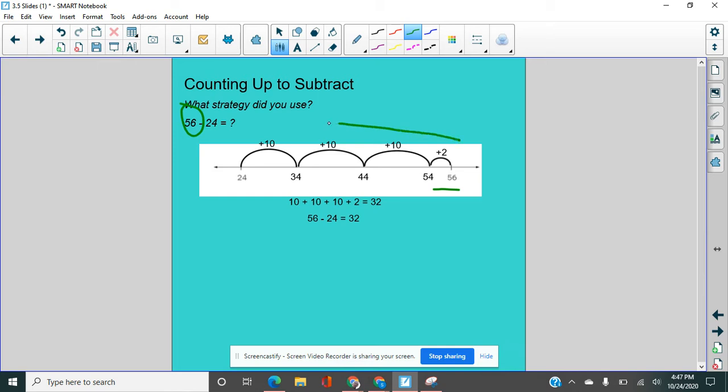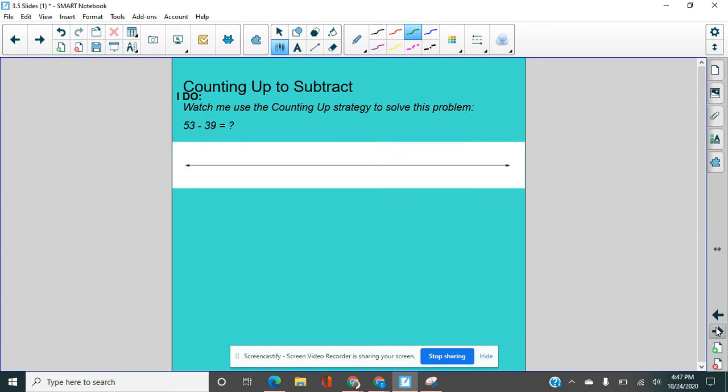And then all we do to get our answer is add up the totals of our jumps, right? And you can see that right there. 10 plus 10 plus 10 is 30, plus 2 more is 32. So our answer here is 32. Now, if you got 32 in a different way, that's great too, right? This is just a way that we're going to learn today to expose you to something different.